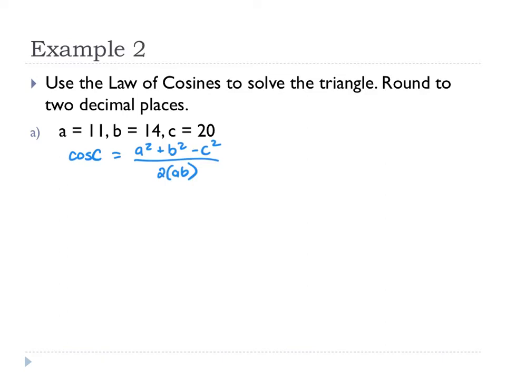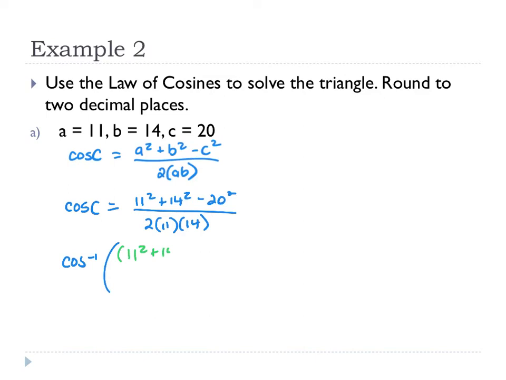So then cosine C equals 11 squared plus 14 squared minus 20 squared over 2 times 11 times 14. So I'm going to do cosine -1. I'm going to carefully open the parentheses, 11 squared plus 14 squared minus 20 squared. And then I'm going to close those parentheses, divided by, open the parentheses, 2 times 11 times 14.